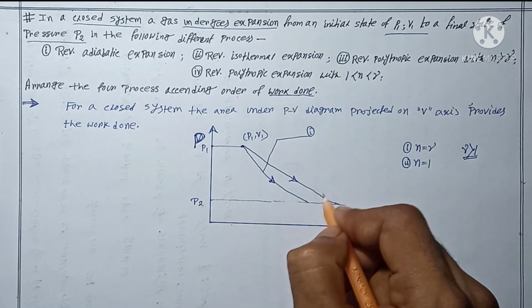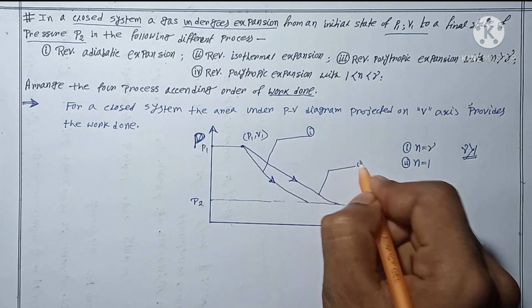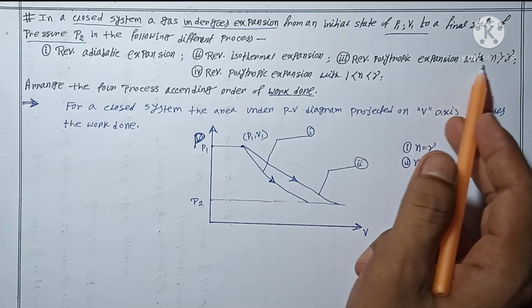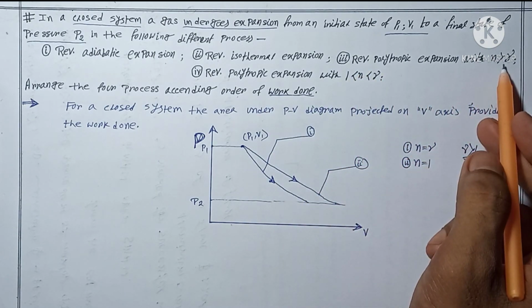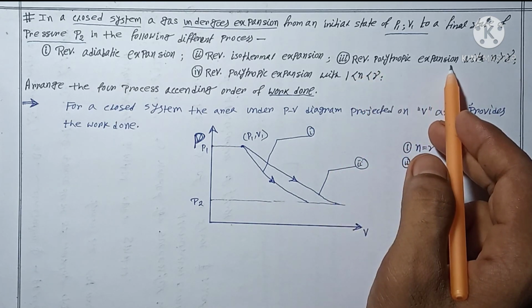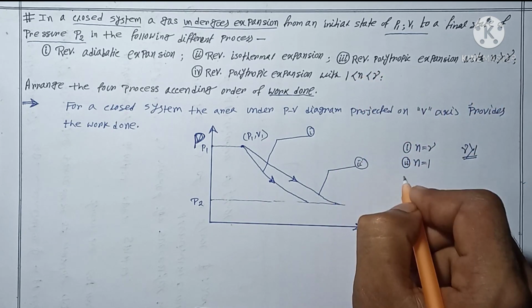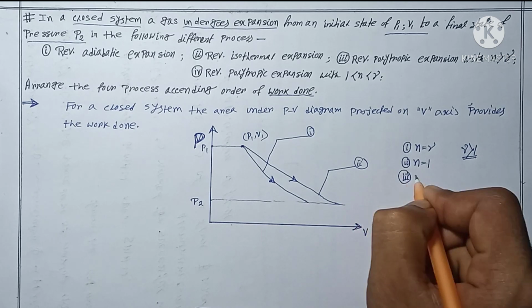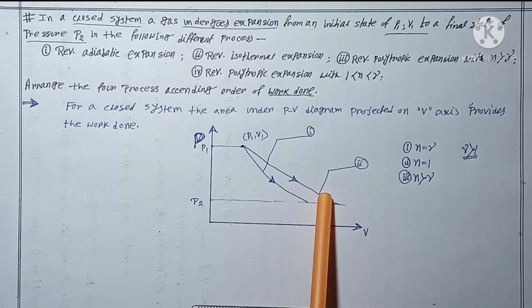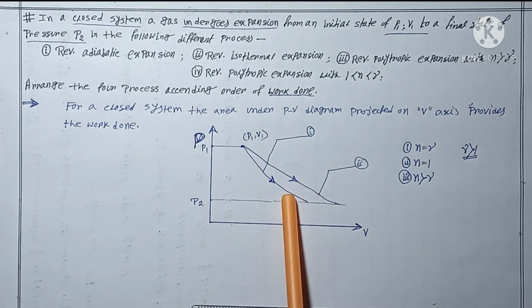Okay, so this is my process 2. Next one is the reversible polytropic expansion, where the n value is greater than gamma. So the third process has n greater than gamma. Here n equals 1, here n equals gamma.